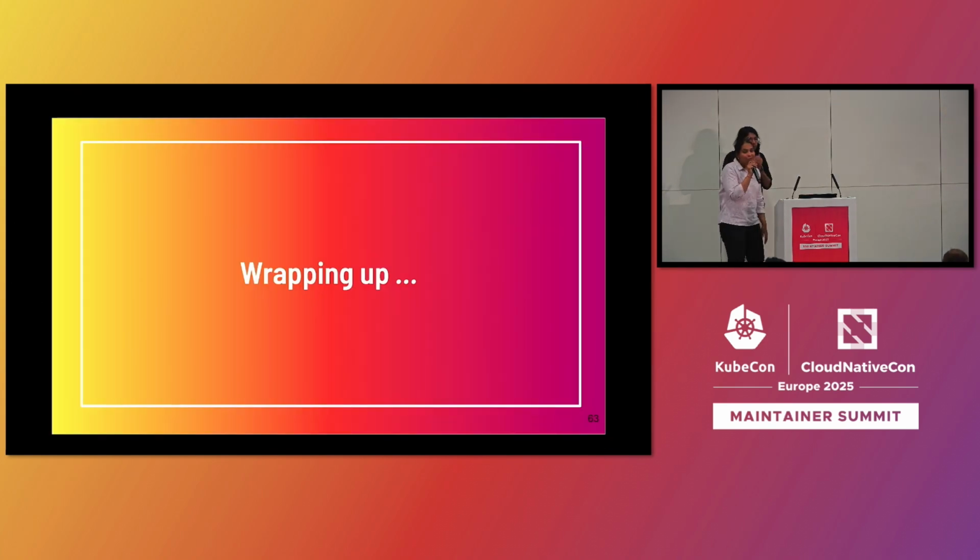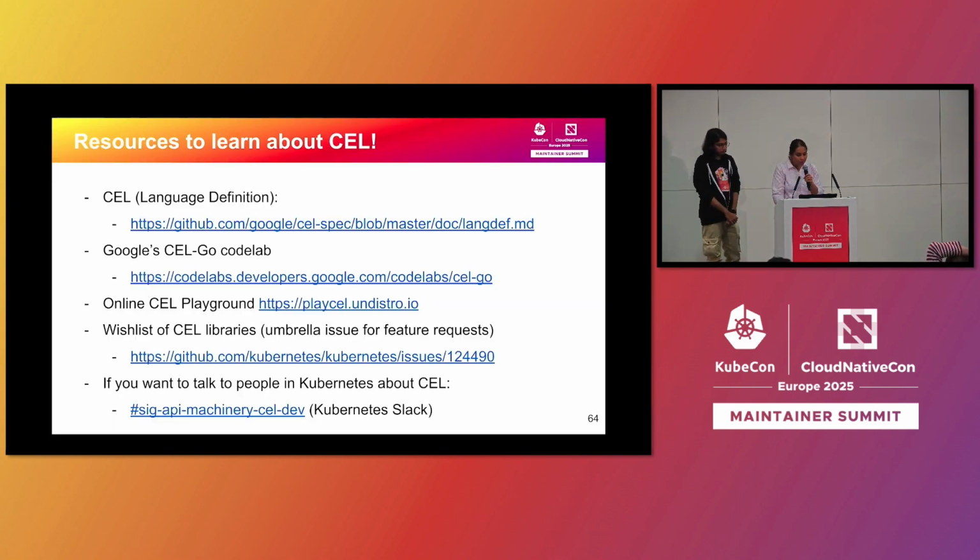So just wrapping up, because we covered what we learned about CEL, here are the resources we found useful when we were learning CEL. We tried to create a list of what we found useful, and actually I remember that I also included the wish list. So the first one is the langdef markdown document. This is where you find what is available with CEL upstream itself.